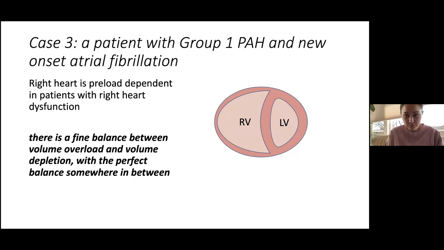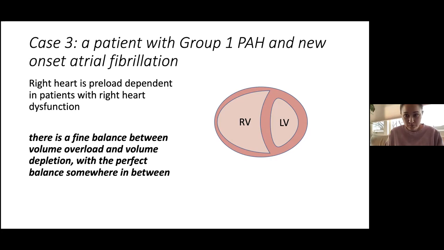So, like I mentioned before, this patient's RV is dilated at baseline. The LV is being compromised by that dilation, really thin RV wall. I talked a little bit about the preload dependence. And I just want to mention that there's a really fine balance between volume overload and volume depletion. And in these patients with chronic right heart failure, the perfect balance is sometimes really hard to find. It's really hard to find because any big shifts can tip them out of that balance.